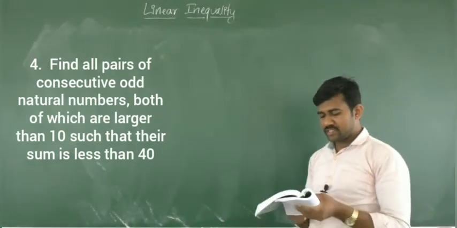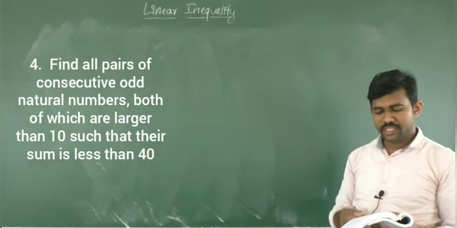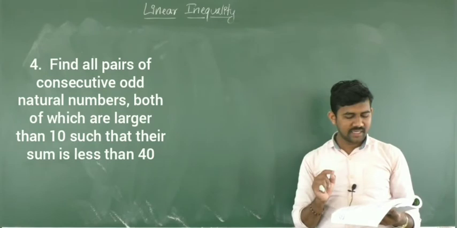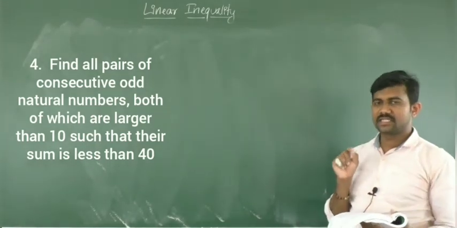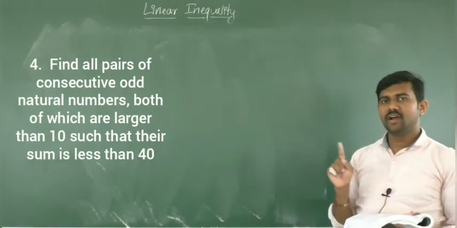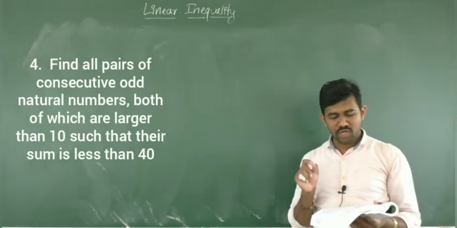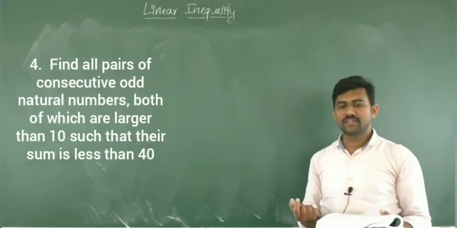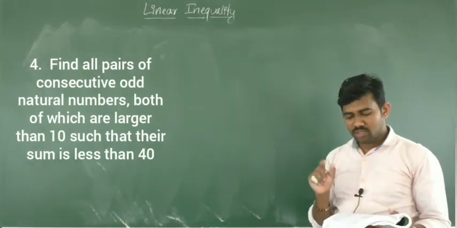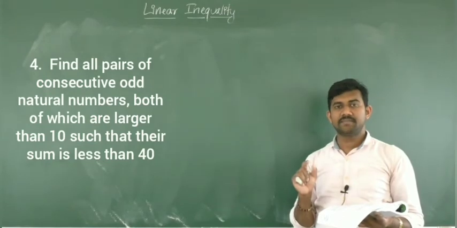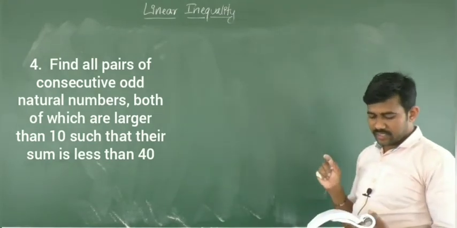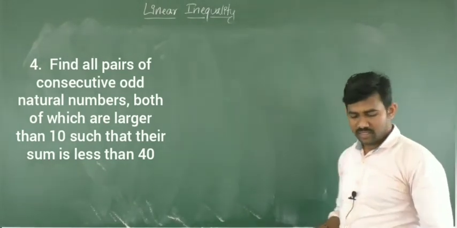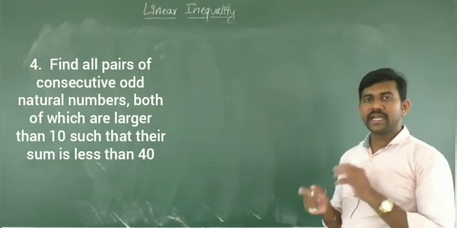Find all the pairs of consecutive odd natural numbers, both of which are larger than 10, such that their sum is less than 40. Find all the pairs of consecutive odd natural numbers. Okay, all the pairs of odd natural numbers, both of which are larger than 10, and their sum is less than 40.